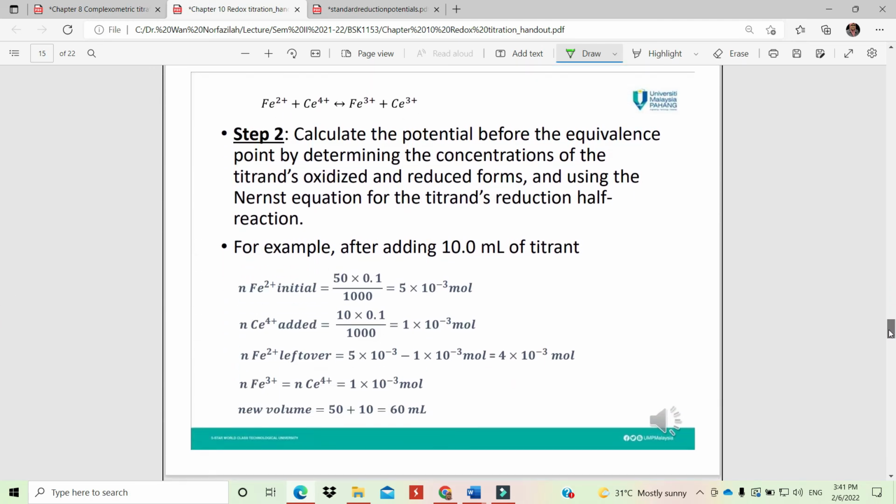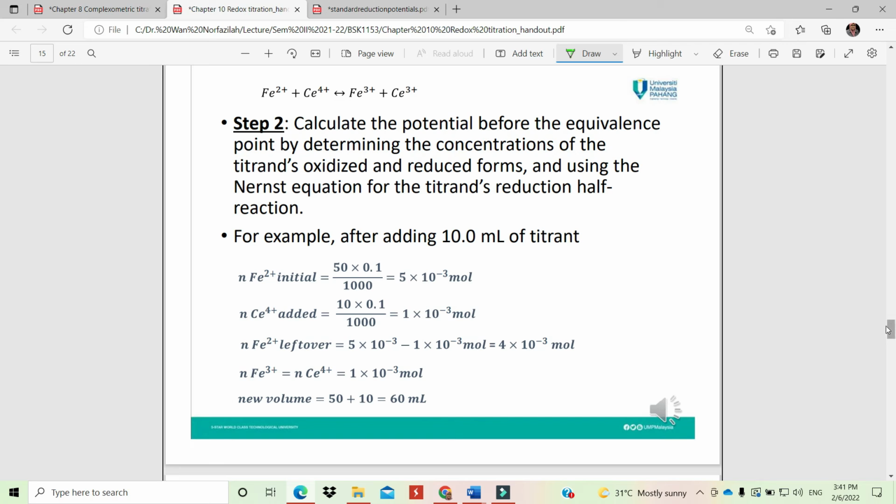And then we can calculate before the endpoint. For example, you add 10 ml of the titrant. Remember, after adding, the volume will change. But what you need to do first, same as precipitation titration and complexometric titration, in redox titration you need to calculate the number of moles. We have iron 2 plus, and then we add 10 ml of cerium 4 plus. Take its concentration from the question earlier, 0.1 molar. We add 10 ml, so this is the number of moles.